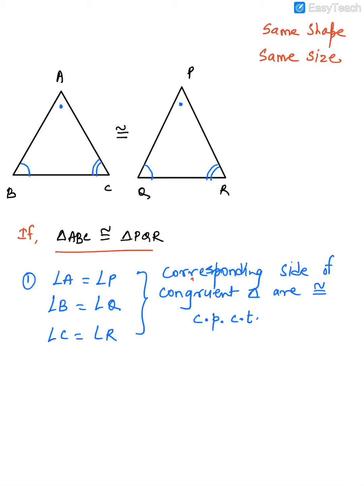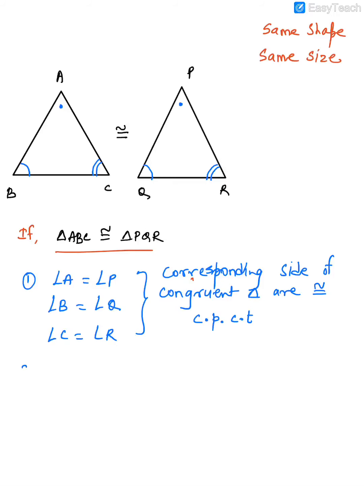That's what most of the schools allow, so you can check with your school teachers whether it's okay or not. CPCTC means corresponding parts of congruent triangles are congruent. Or you can also write simply CPCT, corresponding parts of congruent triangles. Though some kids call it complicated parts of complicated triangles.